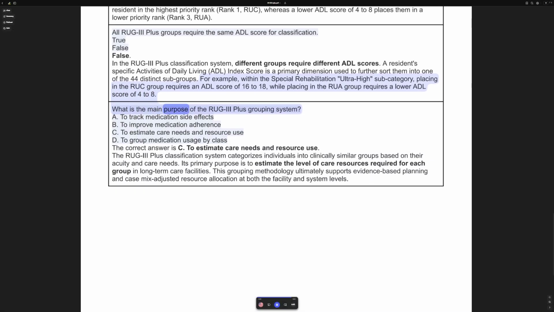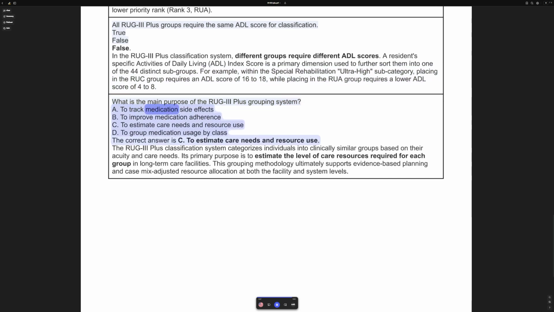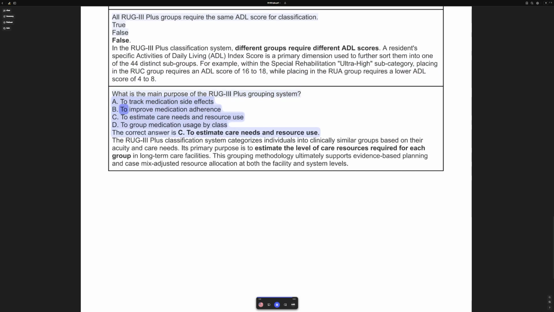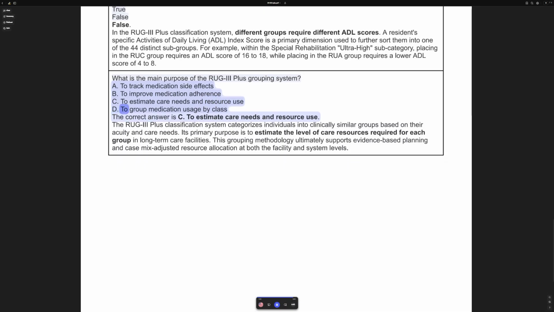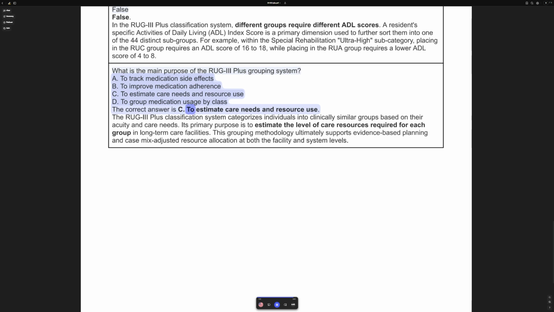What is the main purpose of the RUG 3 Plus grouping system? A. To track medication side effects. B. To improve medication adherence. C. To estimate care needs and resource use. D. To group medication usage by class. The correct answer is C. To estimate care needs and resource use.